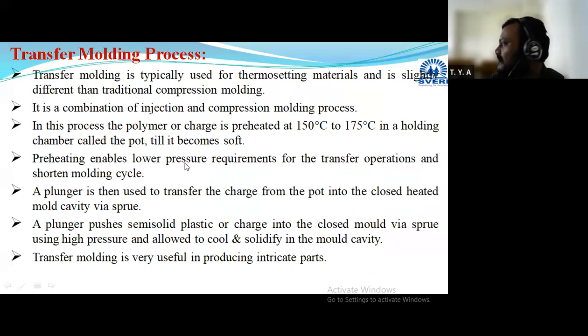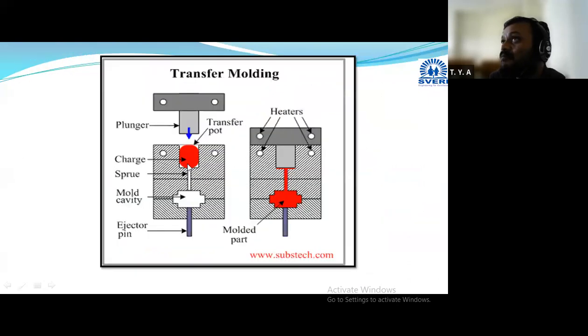Then the transfer molding process. This transfer molding process is done with a little modification as compared to the compression molding process. In compression molding, we are not able to manufacture complex shaped components. That's why we go for the transfer molding process. Here, we can give the mold cavity as per our requirement, which means design flexibility will be here.